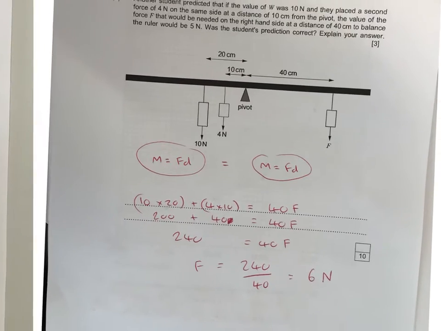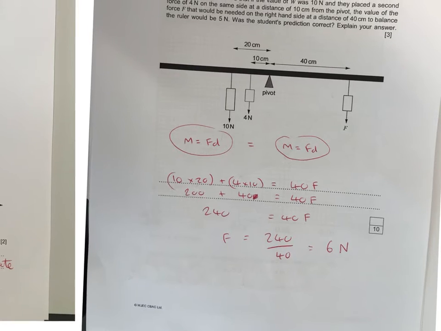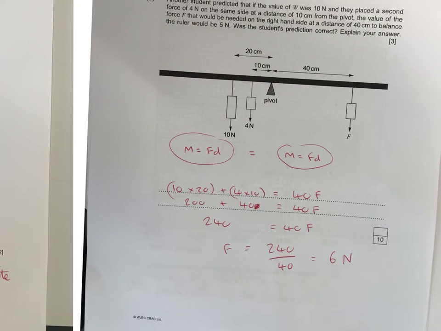And then we've got a conservation question here, where the moment on this side has got to equal the moment on that side. So I'm taking 10 newtons, and I'm not converting this to meters because it's all in centimeters. So it'll all come out in the wash. So 10 times 20 plus 4 times 10 is going to equal 40F. So when I multiply and simplify that, we come out to 6 newtons.